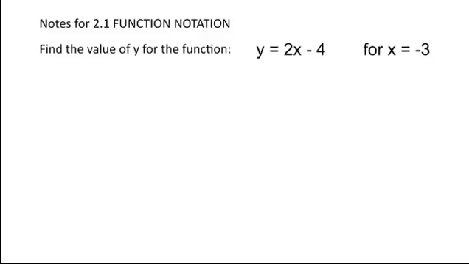Alright, we're going to start off with something you know how to do. y equals 2x minus 4. I want you to find out what y is for x equals negative 3. You're just going to plug negative 3 in for x. 2 times negative 3 minus 4, and you get negative 6 minus 4, and you get negative 10. And you should be bringing that y down every single time. y equals negative 10. So that's something that's really basic, and you know how to do that.